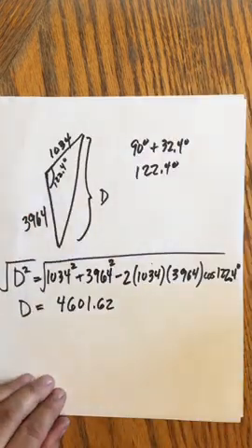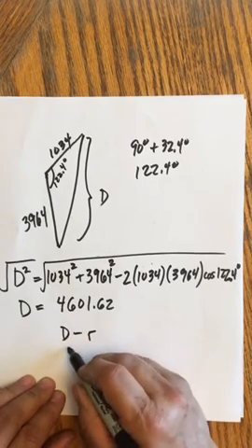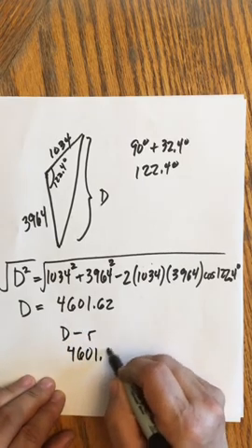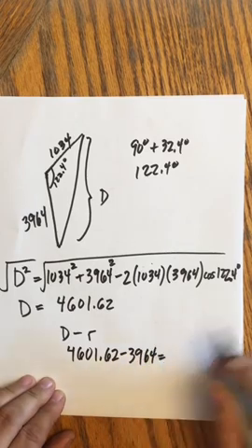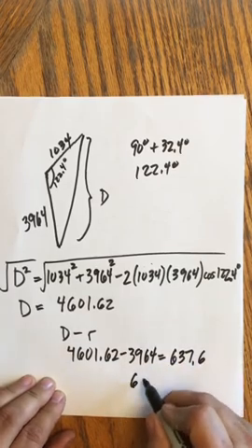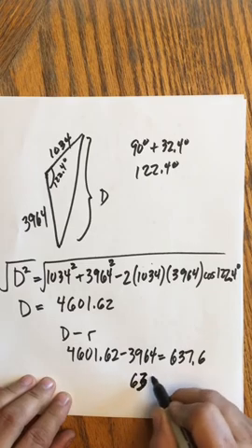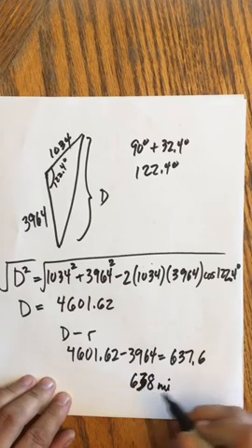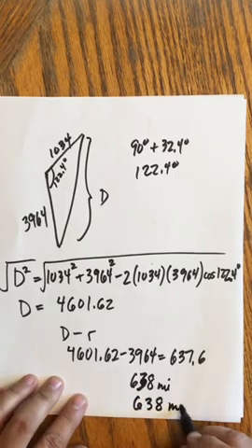So all I have to do then is take D minus the radius. 4,601.62 minus 3,964 will give me 637.6, which I'll just round to 638 miles. All right, so that's 638 miles.